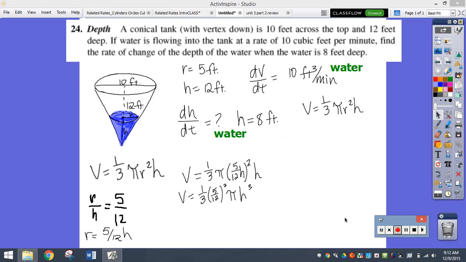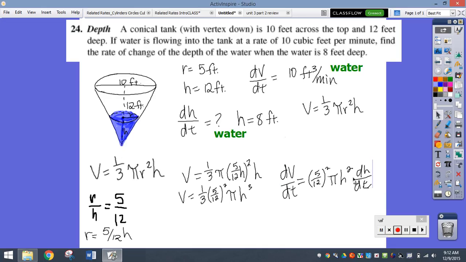So if I take the derivative, remember it's with respect to time. My derivative would be dV over dt equals 5/12 squared pi h squared dh over dt. If you think about it, 3 times 1/3 is just 1, and so that cancels out, and you're just left with 5/12 squared pi as your constants. Now, I am given dV over dt, so I can plug that number in, and then I would be able to plug the height of 8 feet into my equation and find out what dh over dt is.